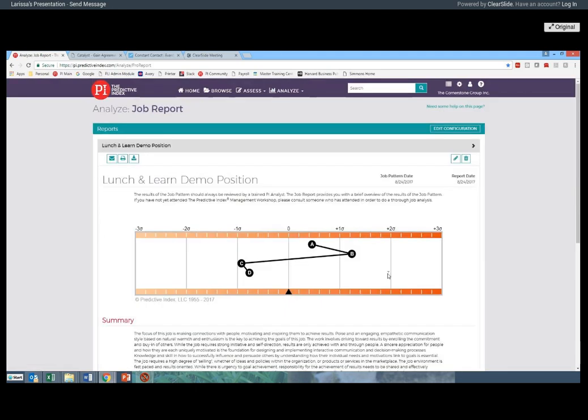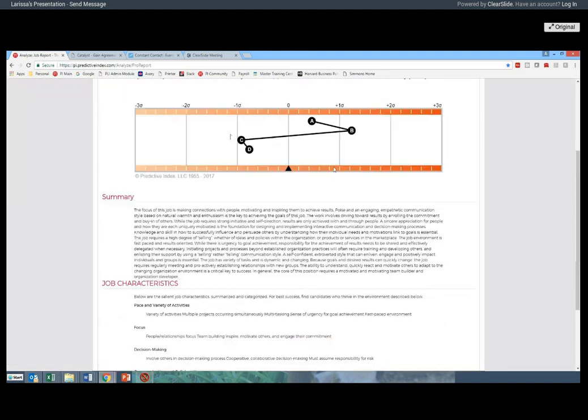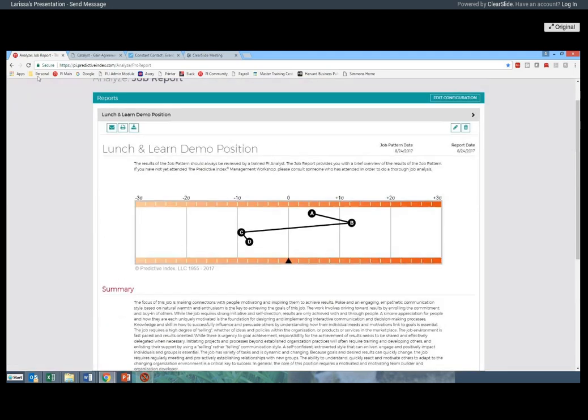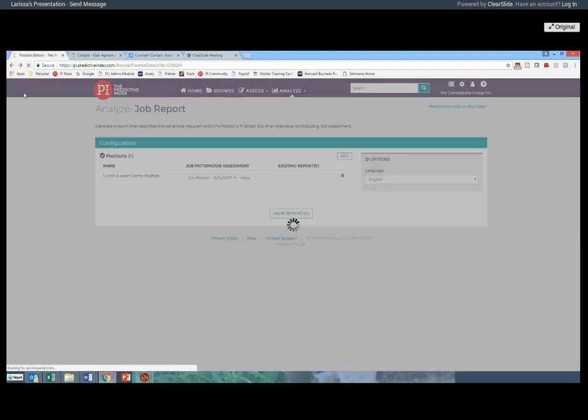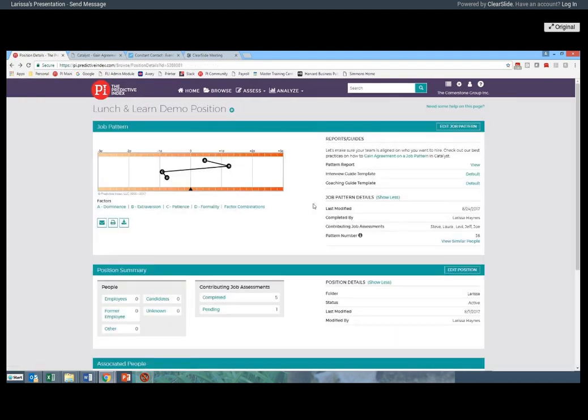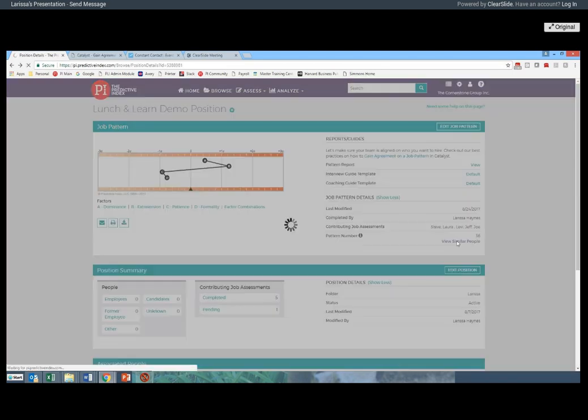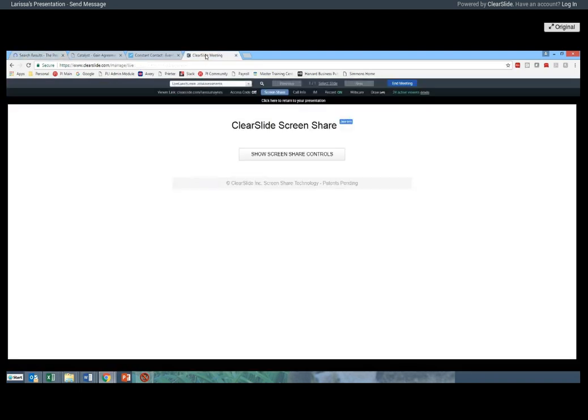So you can edit it at any time. This is a great document to use for those that aren't as well versed in just being able to look at the pattern and knowing what it means when all these dots are where they are. Another great thing is view similar people. You can click on this and find people inside your organization that already have a pattern like that. I'm actually not going to have you do that.